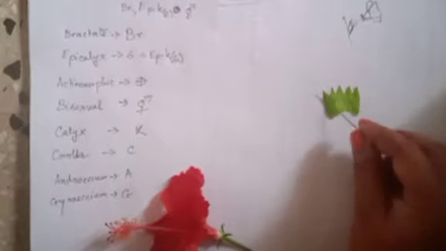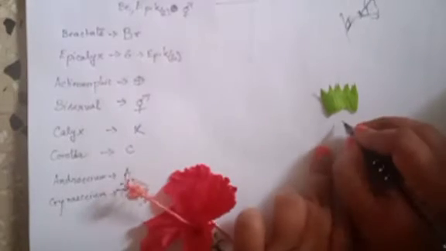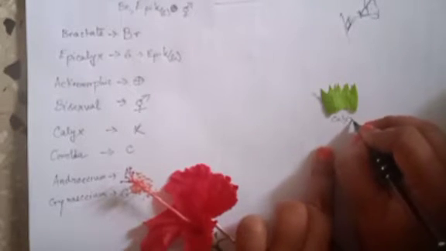So you see, I have removed my calyx. So this is my calyx. How many calyx do I have? 1, 2, 3, 4, 5. So this is my calyx. I am noting it here.